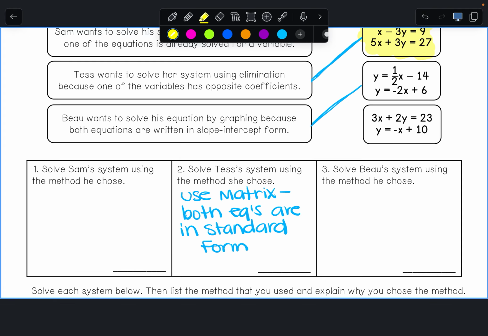It's definitely 6. So anytime you use matrix, the very first thing, make sure you're checking that bottom row. If that bottom row is 0, 0, 0 or 0, 0, 1, it's a special solution, but this one is just they intersect where? 6, negative 1. 6, negative 1.